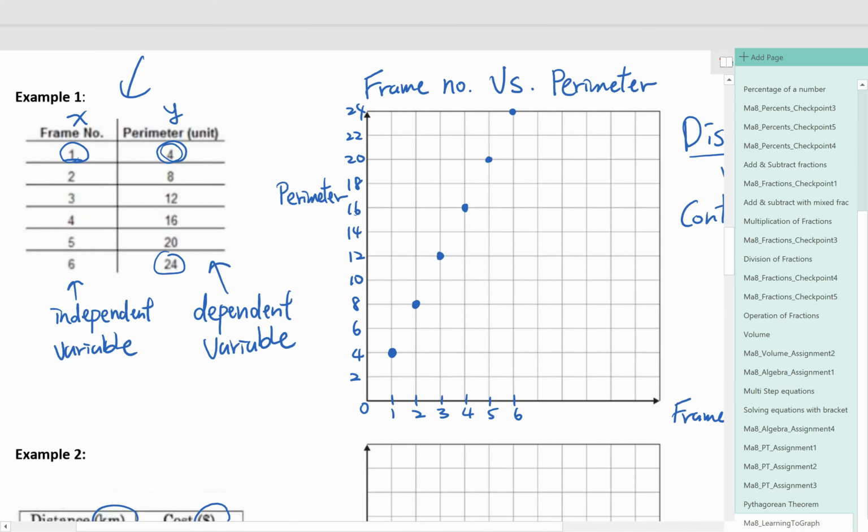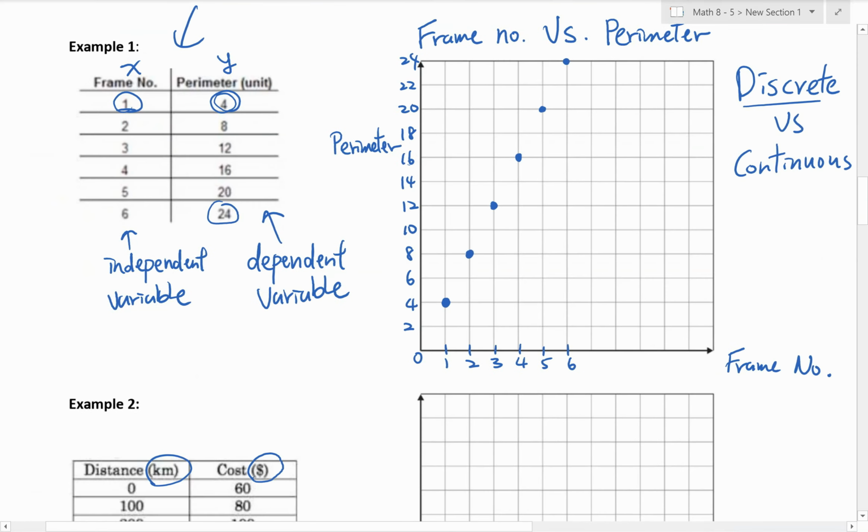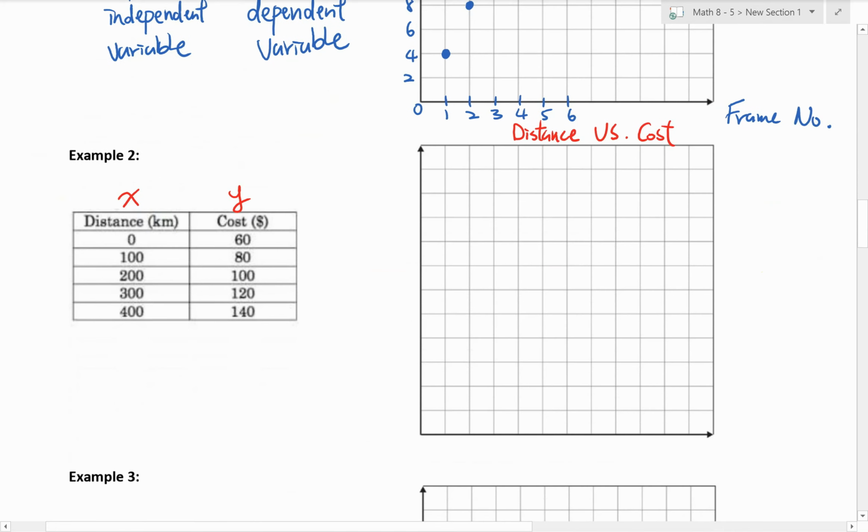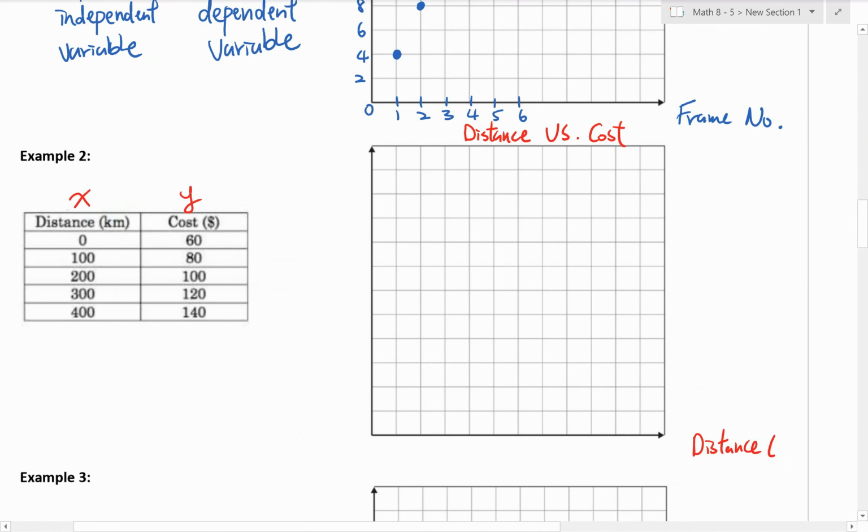Okay, but that's the first example. Let's look at the second example. I'm going to do it in red. In this case, we have distance. Again, this is our x, and here's our y. So this would be our distance versus cost graph. Here is my distance. And again, this time, because we do have units, we need to put units in the brackets, kilometers. And we also have the cost, and the unit is in dollars.